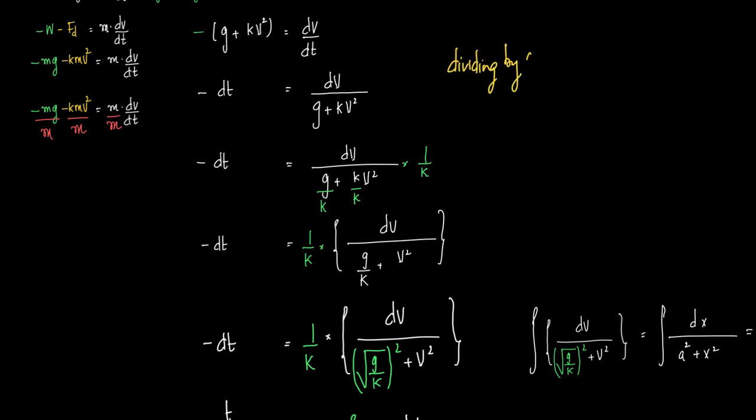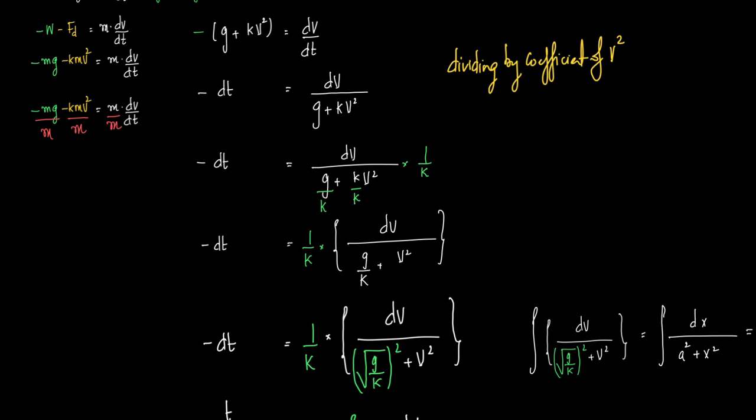Dividing by the coefficient of v square, which is k. So now I have g by k plus kv square by k. So k by k is 1, and now we have g by k. Since I am dividing it by k, I'll also have to multiply it by k, right? So we have 1 by k over here.